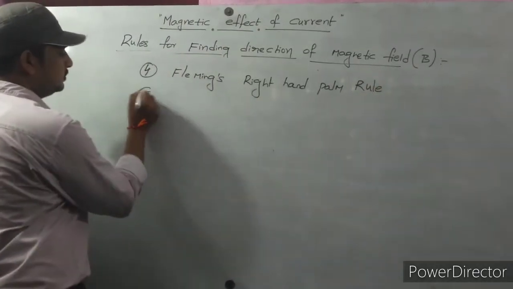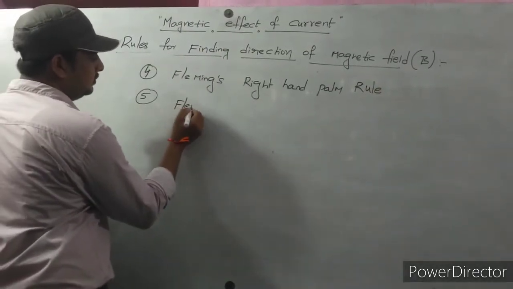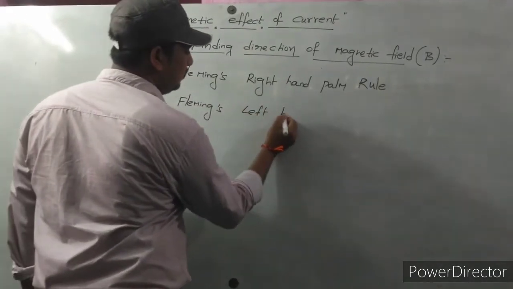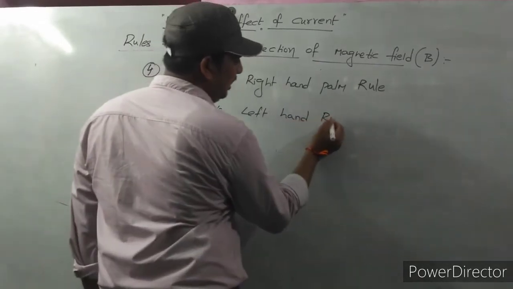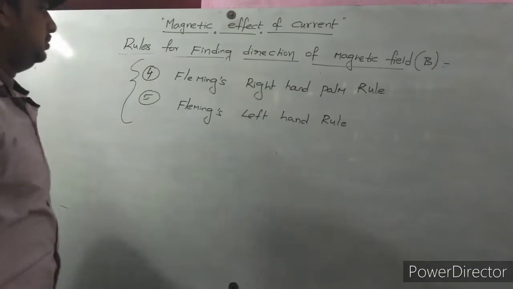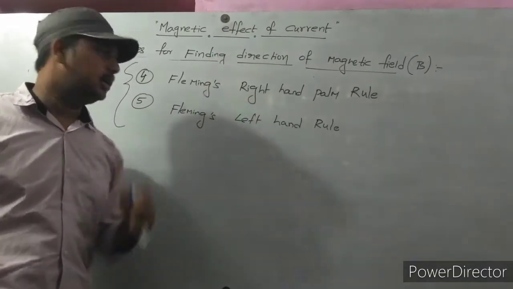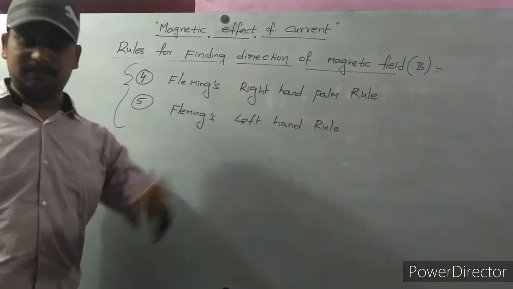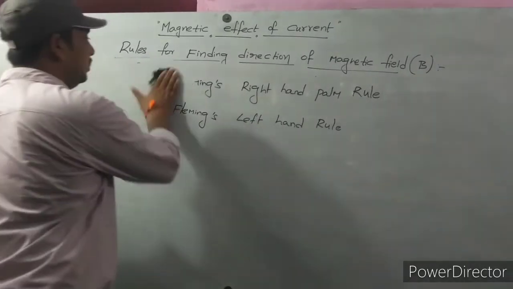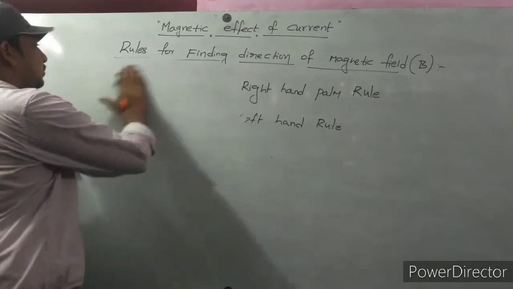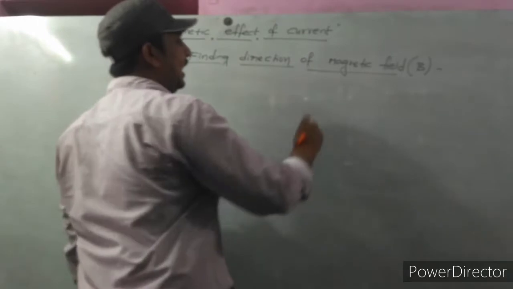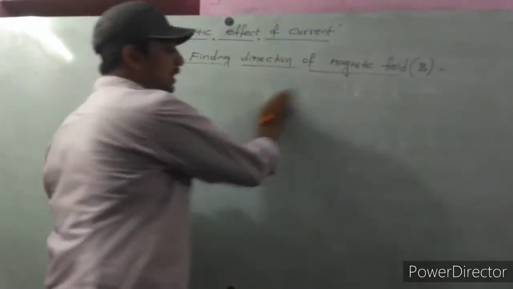The fifth one is Fleming's left hand rule. So in this session I am going to discuss these 2 rules: Fleming's right hand palm rule and Fleming's left hand rule. Dear students, we'll discuss them one by one. Rules for finding direction of magnetic field.